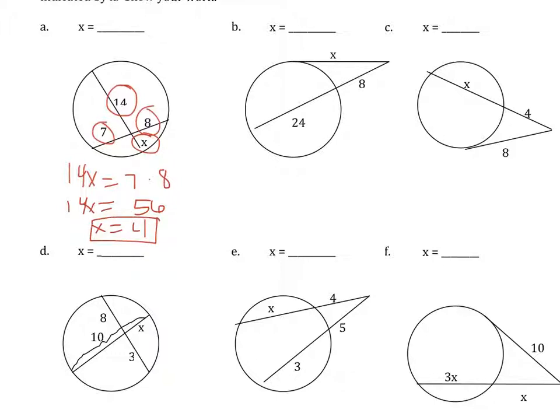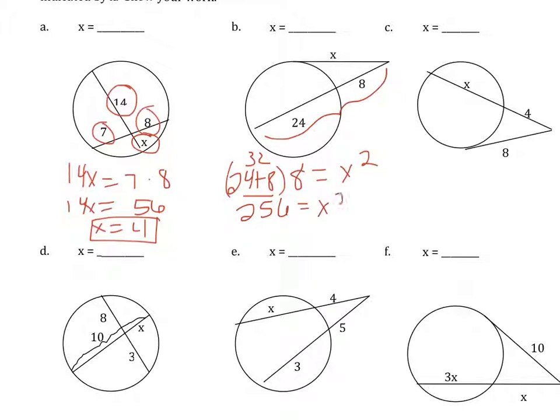All right, going to the next problem. This one is a secant tangent, so I know it's sec out equals tan squared. And again, the most common mistake is people won't do the whole secant. So 24 plus 8 is the secant, times its outside piece, 8, equals the tangent squared. I know 24 plus 8 is 32, so this is 32, and if I take that times 8, I get 256 equals x squared, and the square root of that happens to be 16. So this answer is 16, and this one was 4.